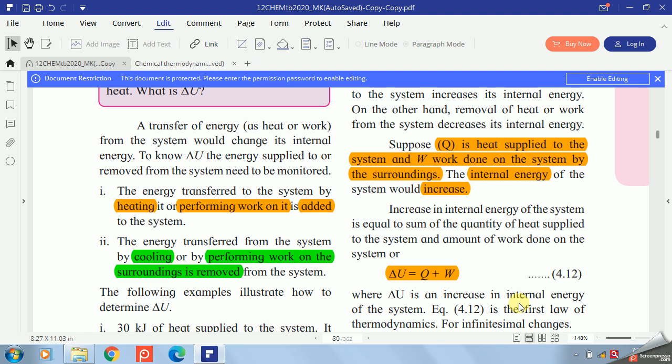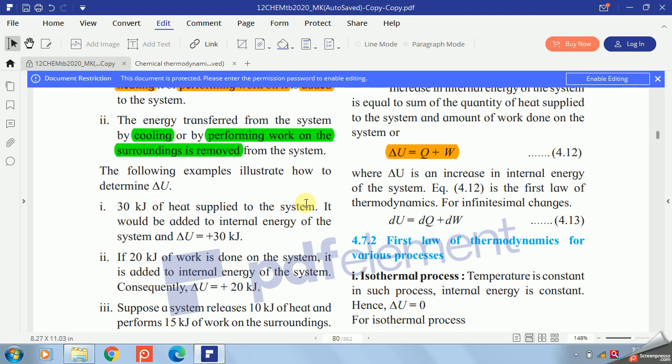Then this energy transfers to the system either by heating, meaning plus Q, or by performing work on that system, meaning plus W, as heat is added to the system. Or the opposite way is energy transfer from your system to the surrounding by cooling it or by doing work on that surrounding. So heat is removed from the system. So transfer can be done by either of these two ways. And the following are some examples to explain the above two terms.